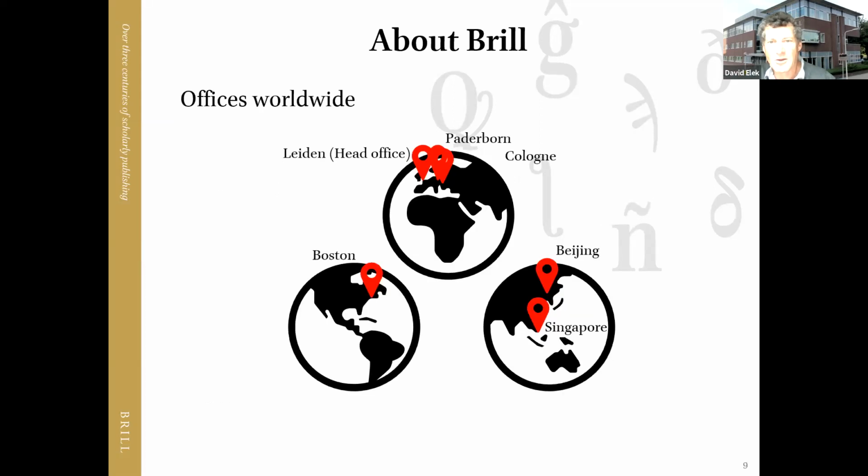We have a few offices worldwide. Brill is a small publisher. It's not one of the giants of the publishing world, but it's a small publisher employing something in the region of between 150 to 200 people. The main head office is in Leiden, with the secondary office in Boston in the US, and smaller offices in Germany, China, and Singapore.